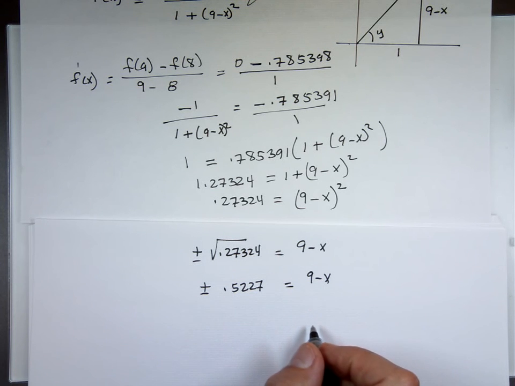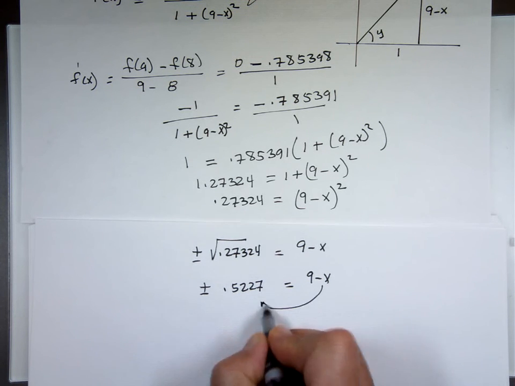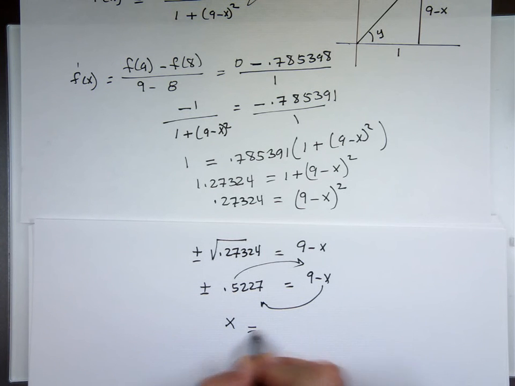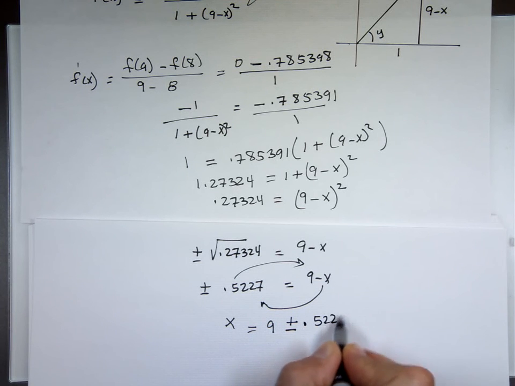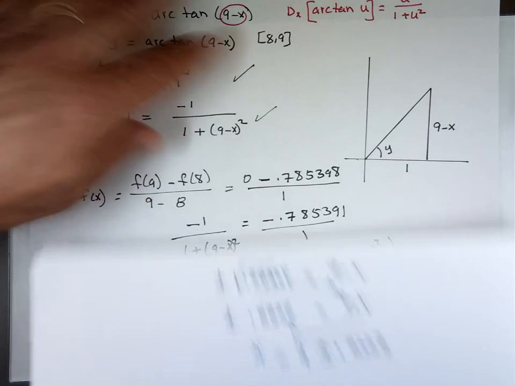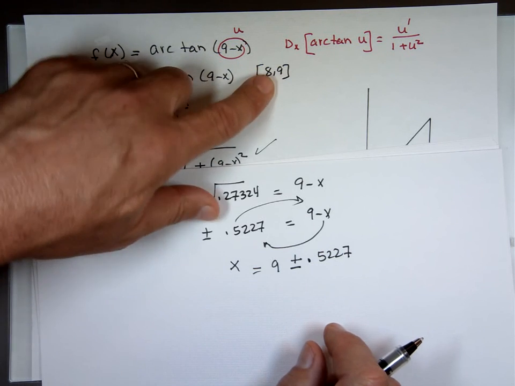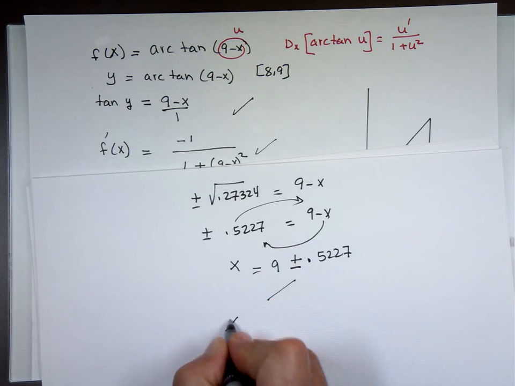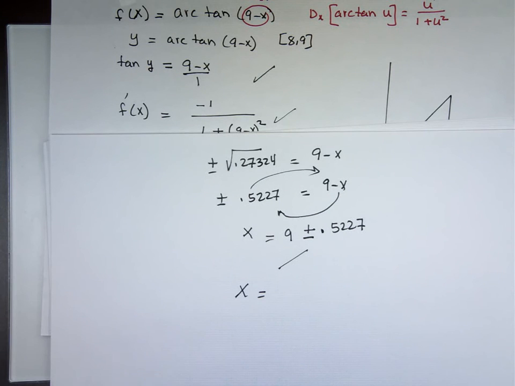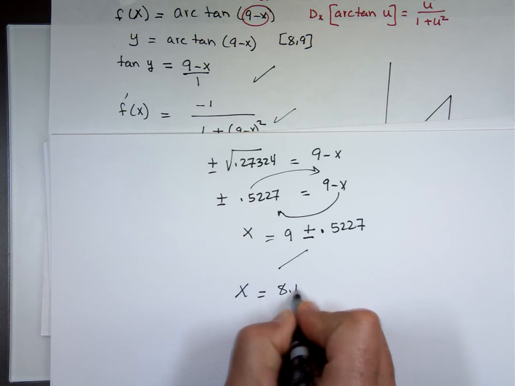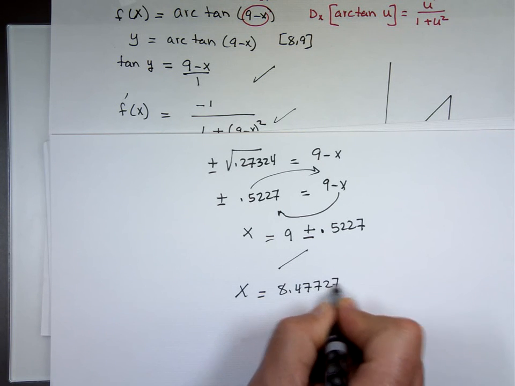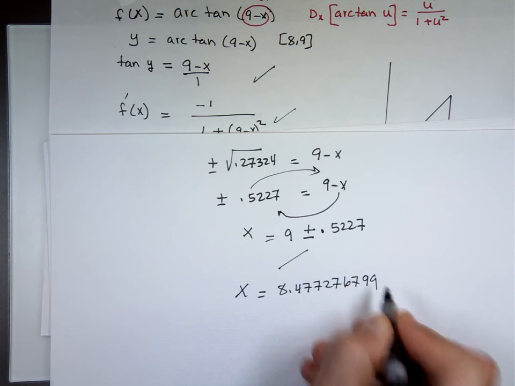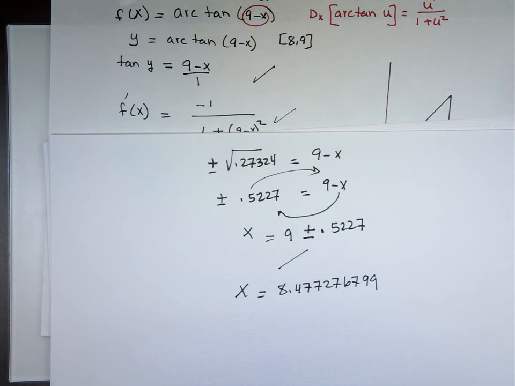Bring the negative x to this side, bring that here, x equals 9 plus or minus 0.5227. I can't use the plus because I'll be outside my range. But if I use the minus, what's 9 minus that number? 8.4772767799. I carried all the digits when I was doing it. And that's what x is equal to. If I do the plus, I would be outside my range and I can't use it.